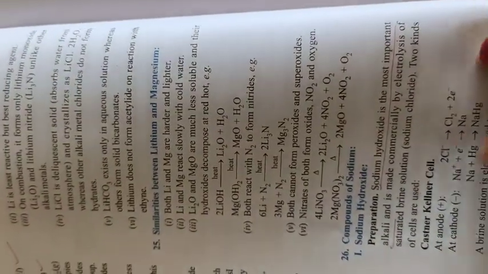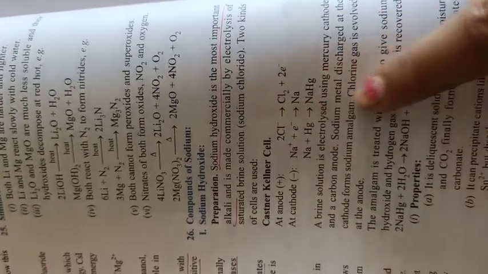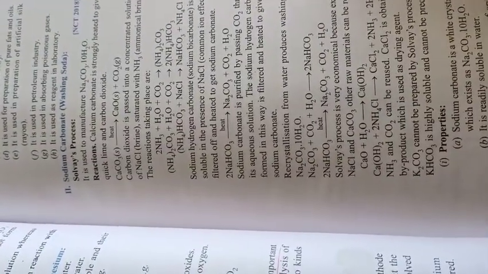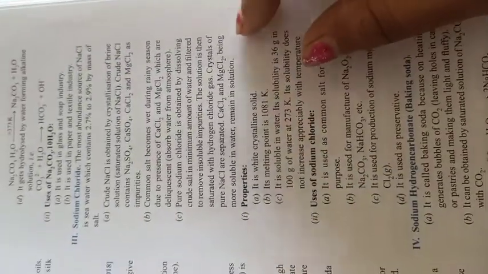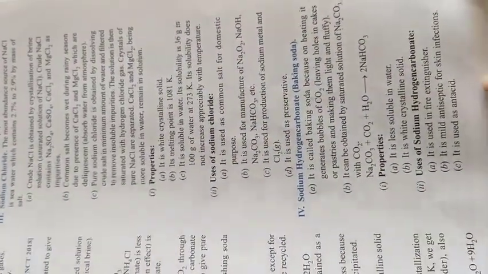Now similarities between the two are there. Similarities means how they are the same: lithium and magnesium. Now compounds of sodium will come. The preparation will take place. Sodium hydroxide is made commercially by electrolysis, in the Castner-Kellner cell. After this, properties are there. So what you will do, you learn all these properties, sodium carbonate and these things, uses and their reactions, all the properties. Sodium chloride, sodium hydrogen carbonate, you have studied in 10th also, baking soda. Fine.